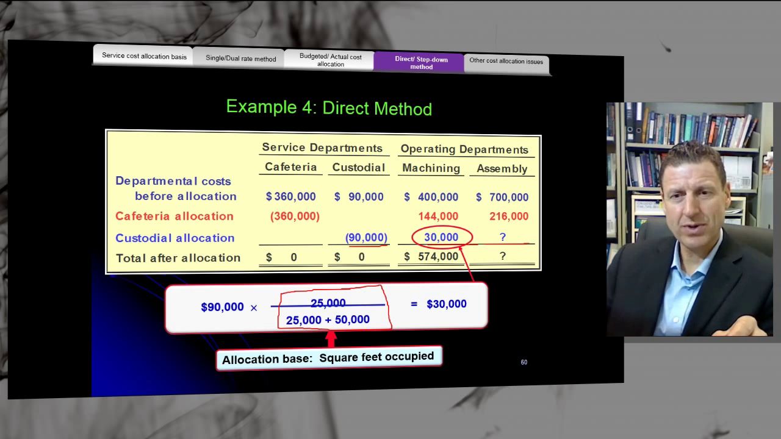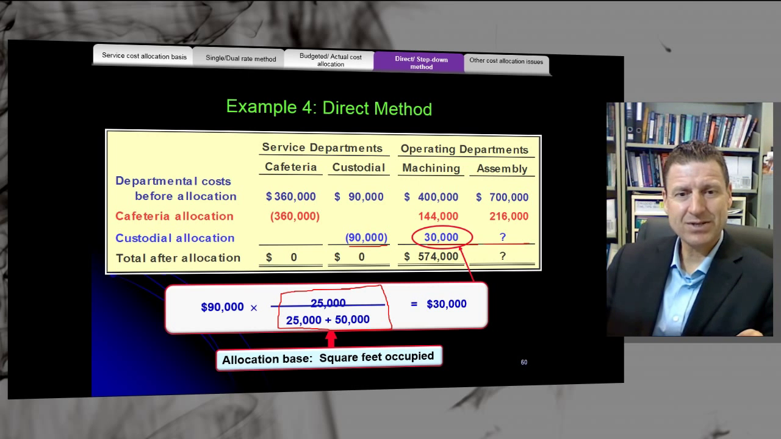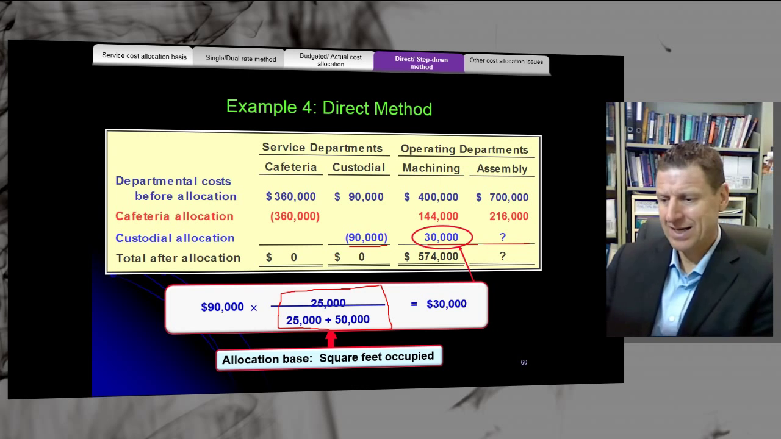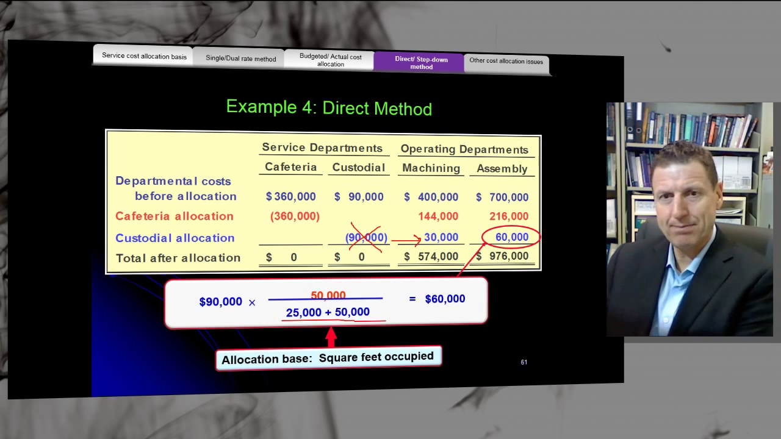So the total square feet occupied is 75,000 feet between the two departments. Machining is 25,000 of that. So 25,000 divided by 75,000 is your 1/3. And so times 90 gives you 30,000. So let's have a look at assembly. Again, you've got it. 50,000 divided by 75,000 gives you 60,000, and there you go. And there you have, we have actually now allocated custodial to machining and assembly. There you have the direct method.